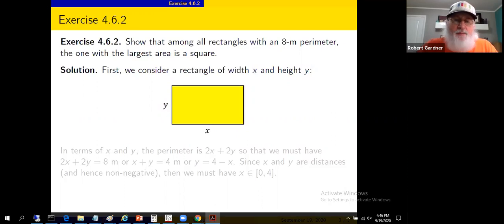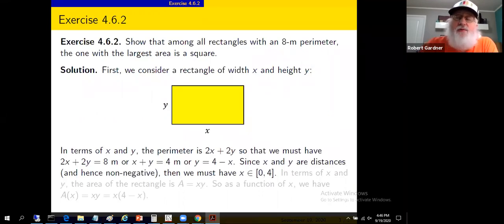So there should be some value in between, making x as big as we can and making y as big as we can, that'll yield a maximum area. The claim is when x equals y, that is when we have a square, we'll have maximum area. Okay, well, they told us the perimeter is 8 meters. In our picture, the perimeter is x plus y plus x plus y, so it's 2x plus 2y. So we must have 2x plus 2y equals 8 meters. Dividing through by 2, x plus y equals 4 meters.